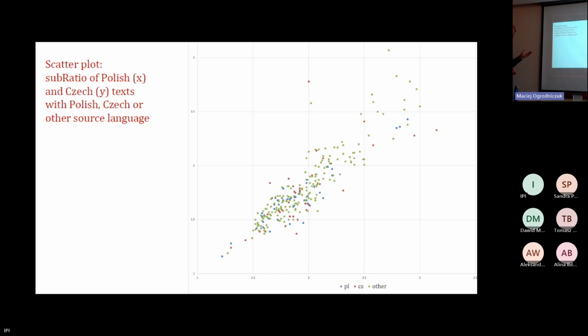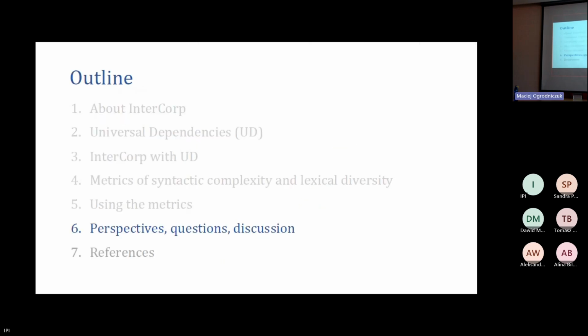But we also try to make the distinction between original Polish text and original Czech text. So it's not good colors. Polish is blue and Czech is red. But anyway, it seems like the Czech originals are even more extreme in that case, but I don't know. I didn't measure statistical significance, so it's just some impressions. But you can do things like that from what you have.